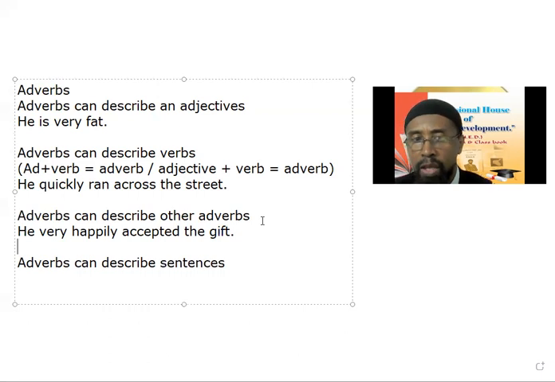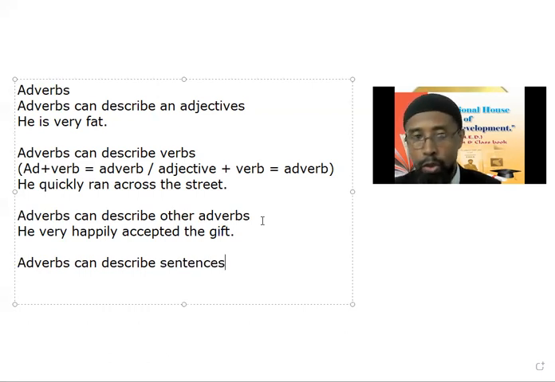And don't make the mistake that some people make. They use the adjective when they should be using the adverb. Because if you're going to be describing a verb, then it should be an adverb. It should not be an adjective. An adjective describes nouns.